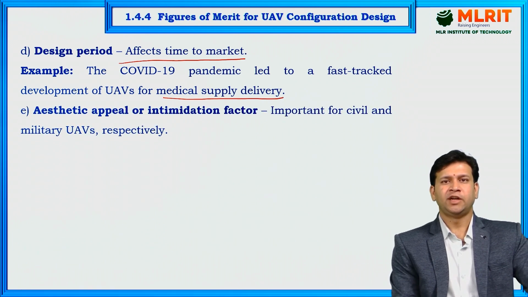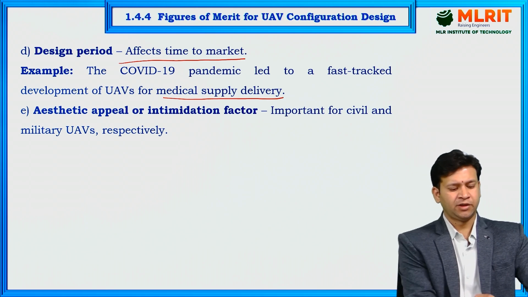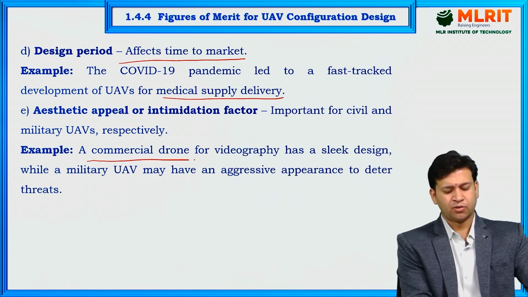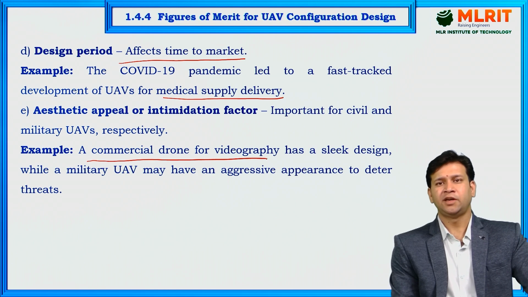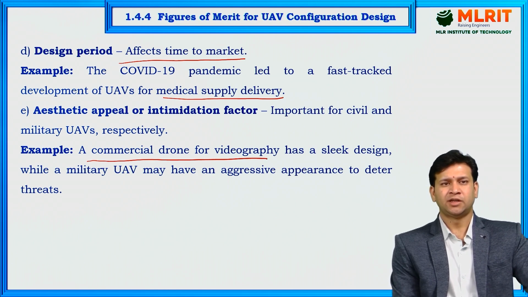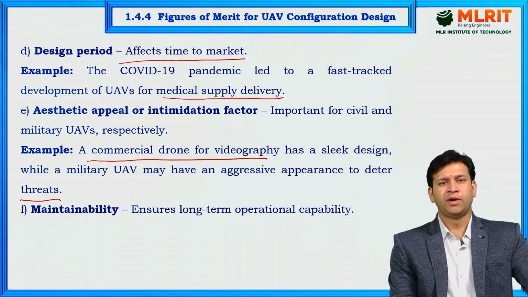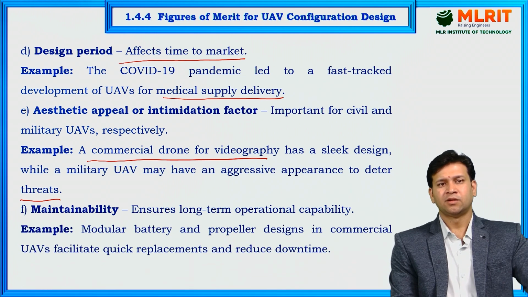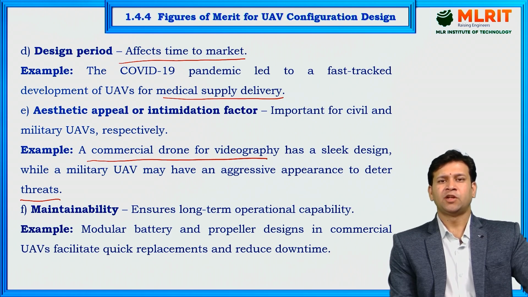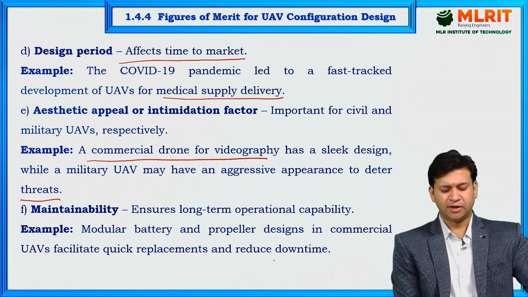Fifth, aesthetic appeal or intimidation factor. It's important for civil and military UAVs respectively. Example, a commercial drone for videography has a sleek design, while a military UAV may have an aggressive appearance to deter threats. Sixth, maintainability ensures long-term operational capability. For example, modular battery and propeller designs in commercial UAVs facilitate quick replacements and reduce downtime.